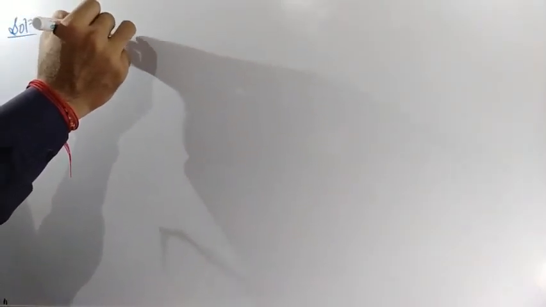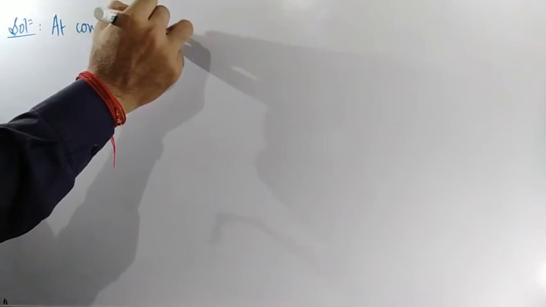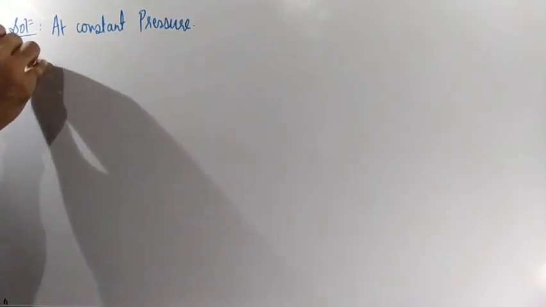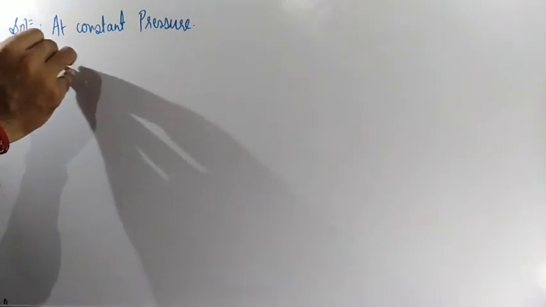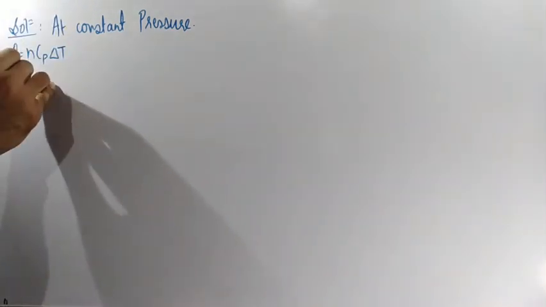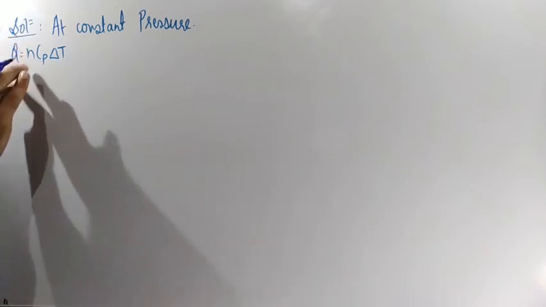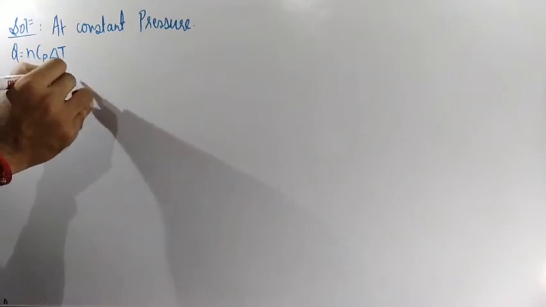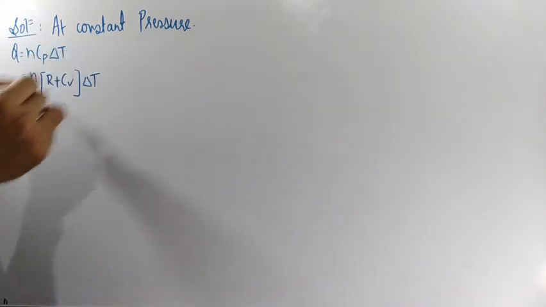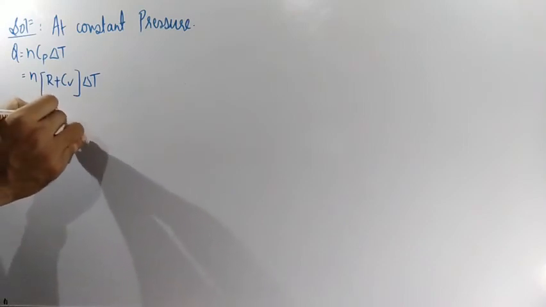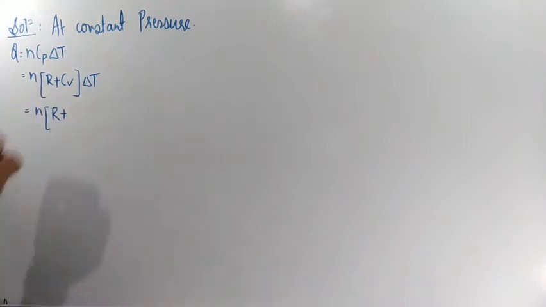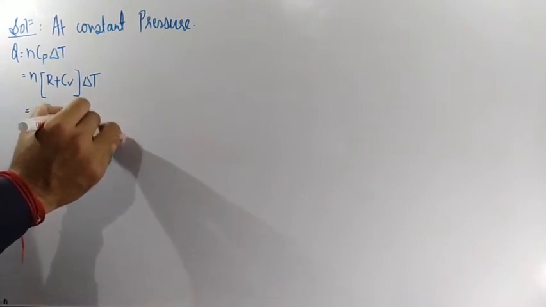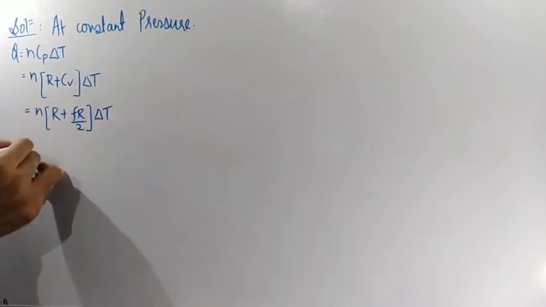At constant pressure. Clear? Join along with me. We have to calculate the Q value. Q is nothing but n Cp delta T. Start substituting n as n only. Cp is nothing but R plus Cv, so n times R plus f R by 2, into delta T.